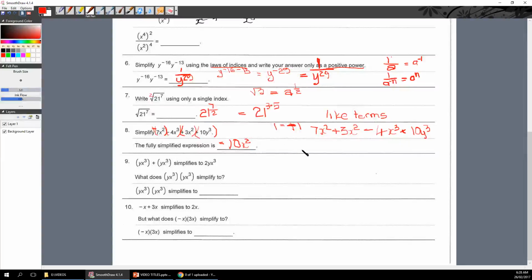So we get 10x squared, 7x there, minus 4x cubed plus 10y cubed, and I'm going to check that against my answers. 10x squared minus 4x cubed plus. Yep, so that's all good to go. Awesome. Okay, now we're going to say this simplifies. So this here simplifies to that. I think that's just cruel.